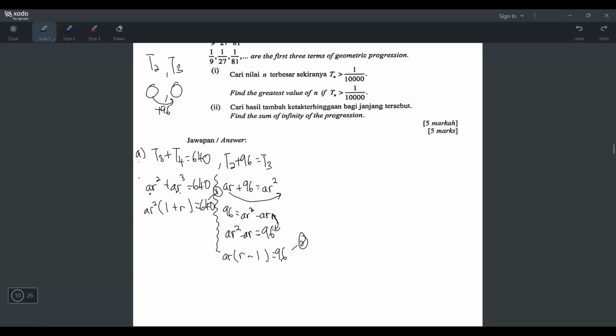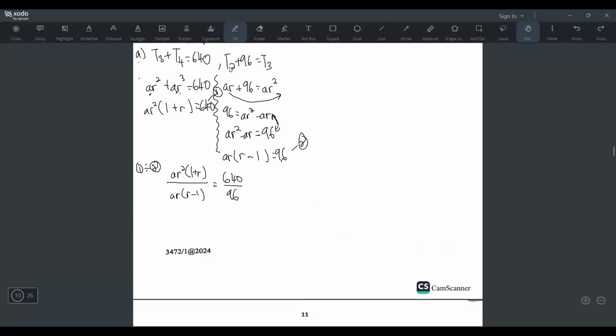You can take 2 divide 1 also can, 1 divide 2 also can, up to you. I take 1 divide 2. Bahagi. So it becomes AR squared times 1 plus R, which is equation 1, divided by equation 2, AR times R minus 1, equals 640 bahagi 96. This is how you do it. I know 640 can divide 96, right? If you press calculator, you will get... actually cannot divide, but the calculator simplifies it for me to 20 over 3.